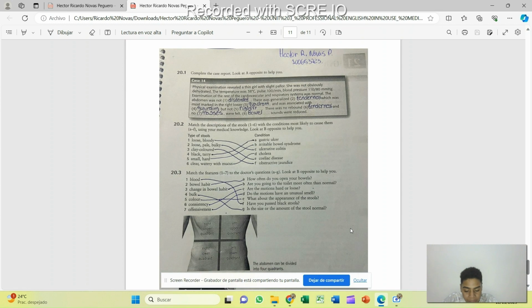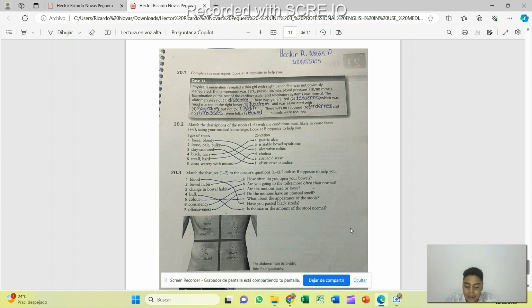The temperature was 38 degrees Celsius, pulse 100 per minute, blood pressure 118. Examination of the rest of the cardiovascular and respiratory system was normal. The abdomen was not distended.